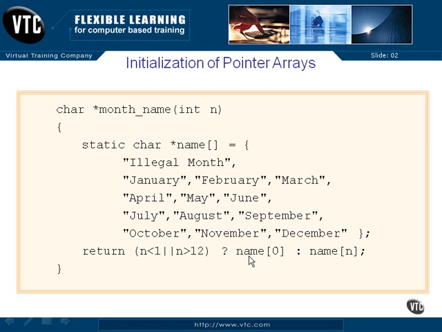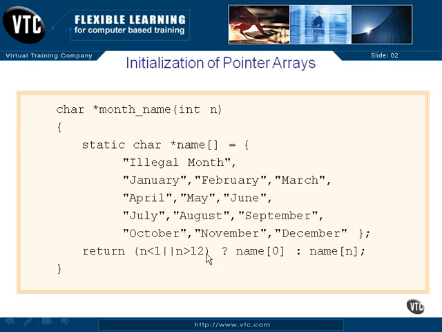And name sub 0 is the pointer. Remember, this is a 13-element array because we have 13 elements here from illegal month through December. It will return the pointer stored in name sub 0. Month name is supposed to return a character pointer, so that's exactly what we have to send back and what we can send back by this.